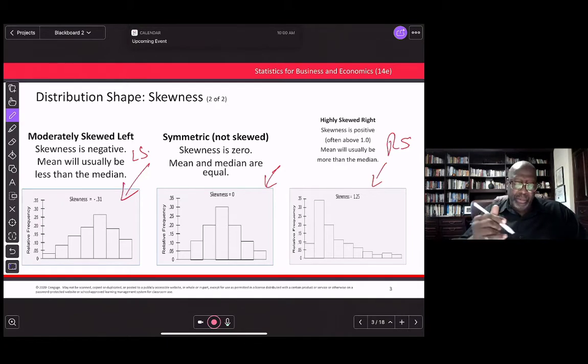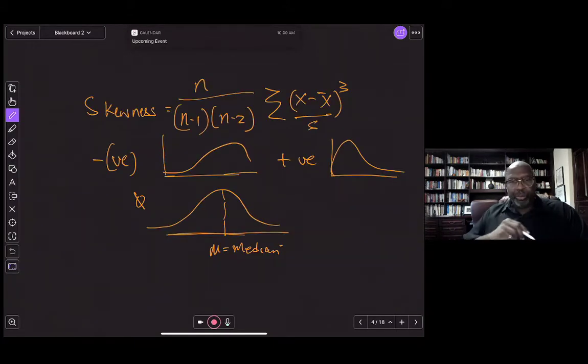But it's just really important for us to be able to say something about the shape of the distribution at this juncture. If you want to see what the formula looks like, the formula is n over (n minus 1) times (n minus 2), times the sum of (x minus x bar) over s, all cubed. As a matter of fact, everything in there is cubed.